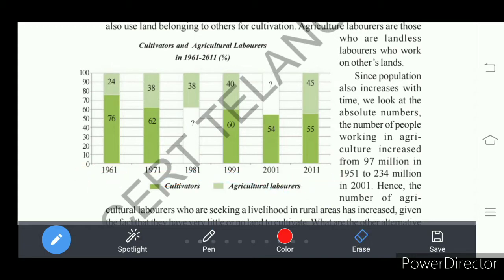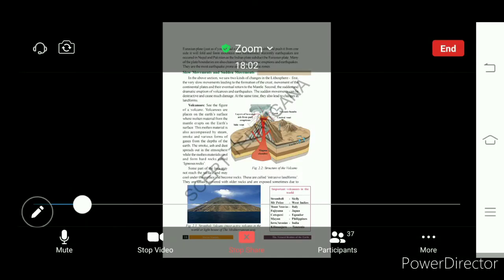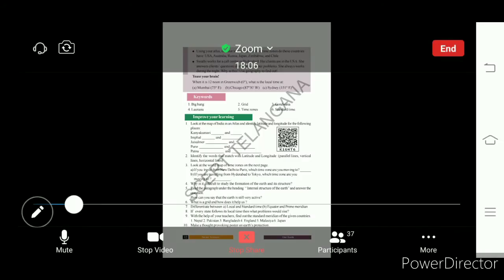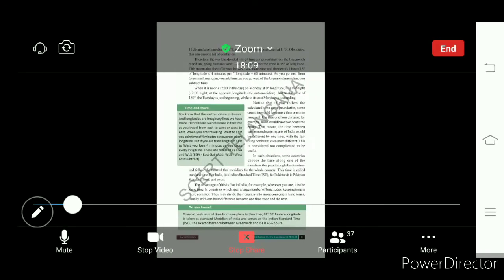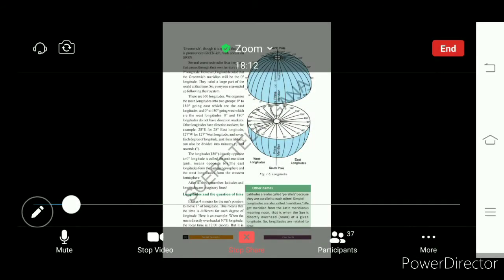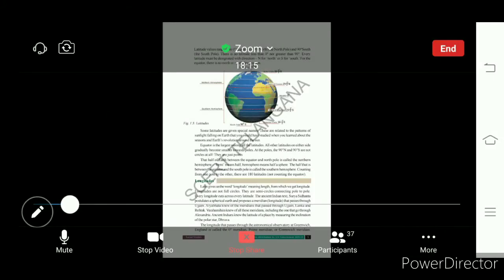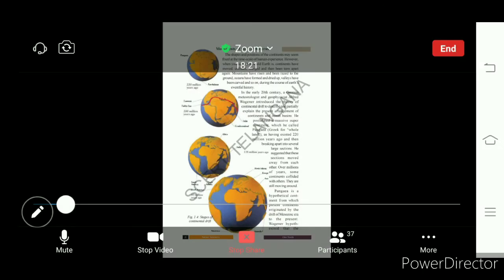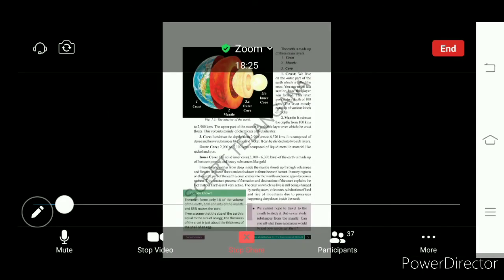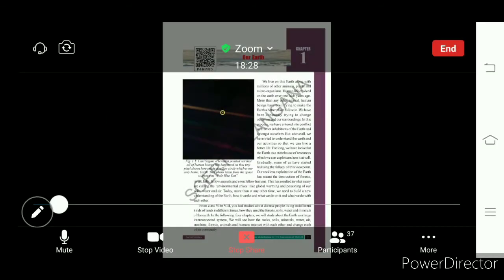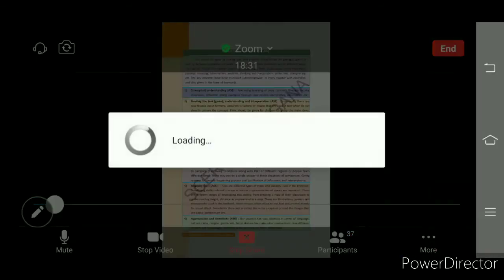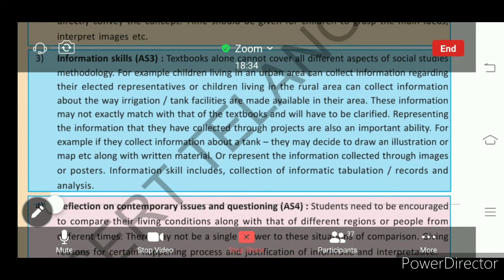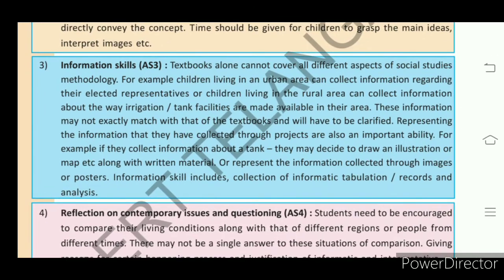Here a table is given. I have given this example to make it clear how a question is asked under information skill. So there may be different questions under information skill. A table may be given, a map may be given, or a graph may be given, or we may find a paragraph also. That is the information. Based on that information some questions are asked, then we should write answers to all those questions. That is the information skill. This is the third academic standard we have completed just now.